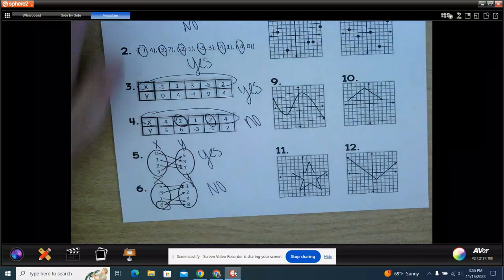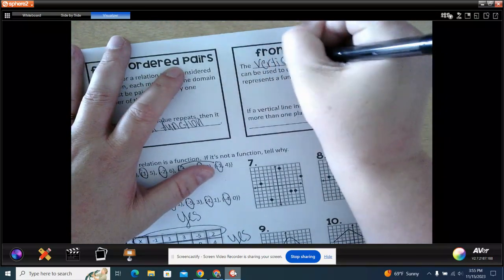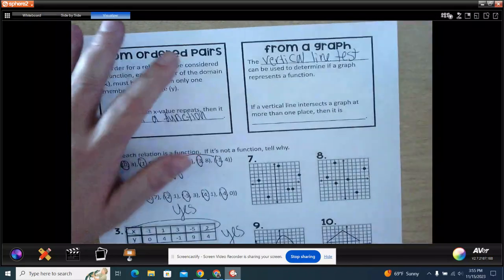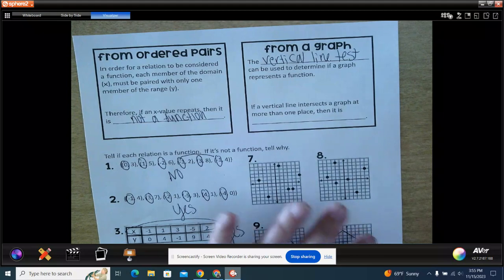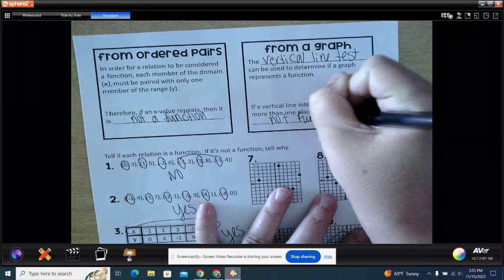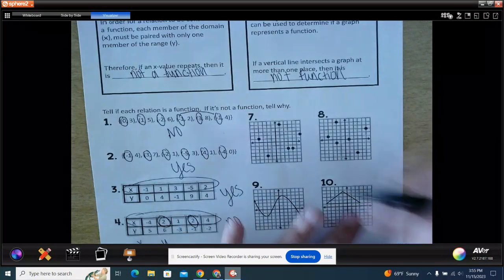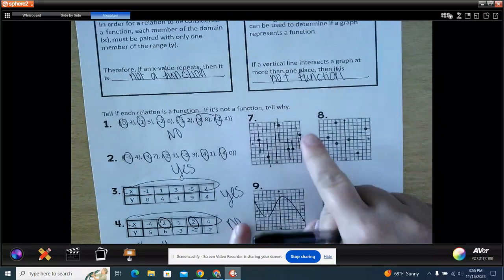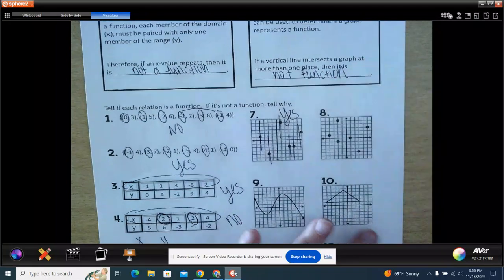So for the graphs, we're going to be doing what is called the vertical line test. And this is to see if a graph represents a function. If a vertical line intersects a graph at more than one place, then it is not a function. So I'm going to be drawing vertical lines through every single dot. And since every dot has one line, that means that it represents a function.